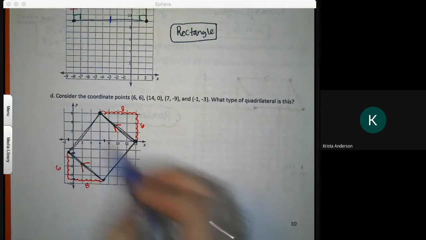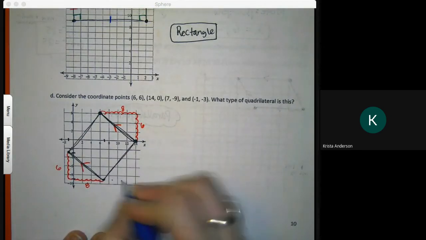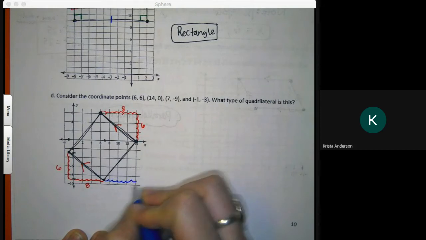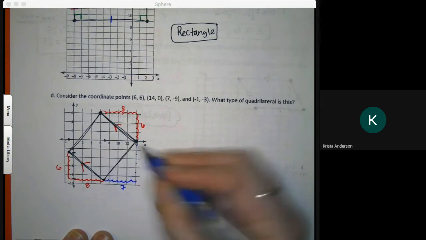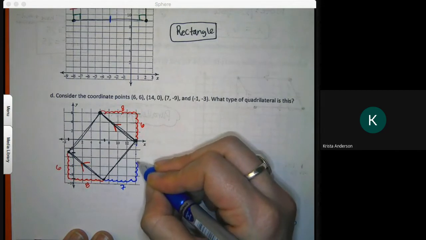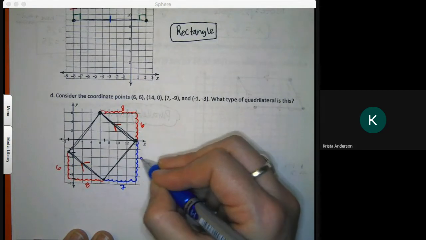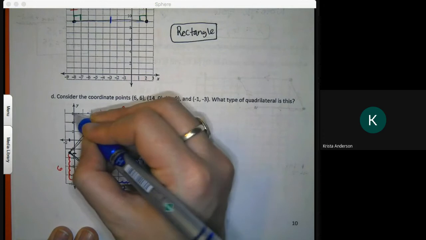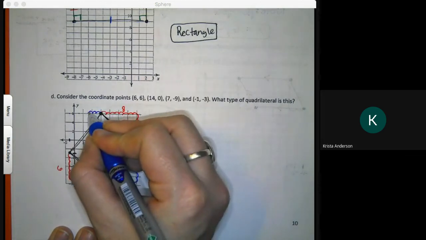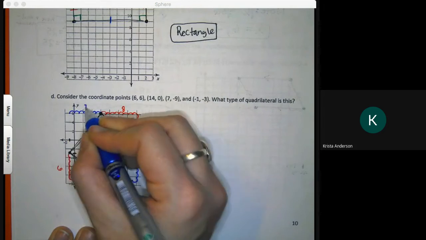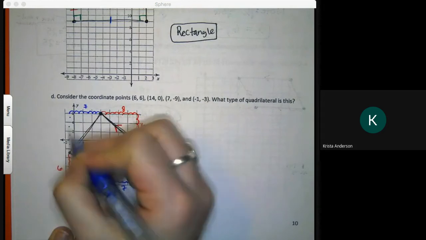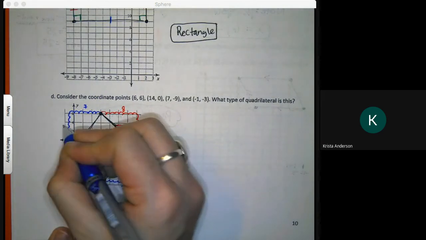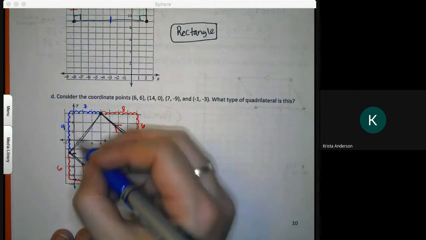I'm going to check these two sides. 1, 2, 3, 4, 5, 6, 7. 1, 2, 3, 4, 5, 6, 7, 8, 9. 1, 2, let's see. 1, 2, 3, 4, 5, 6, 7. 1, 2, 3, 4, 5, 6, 7, 8, 9. Do these two match? Yes.